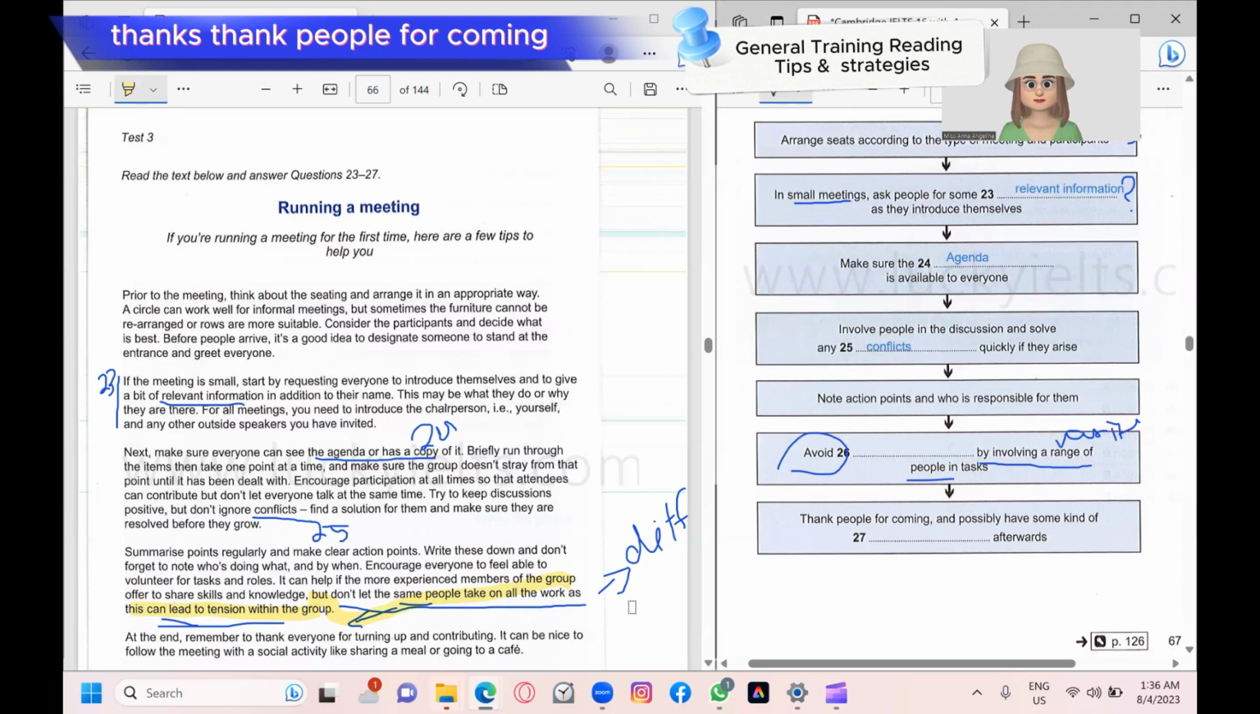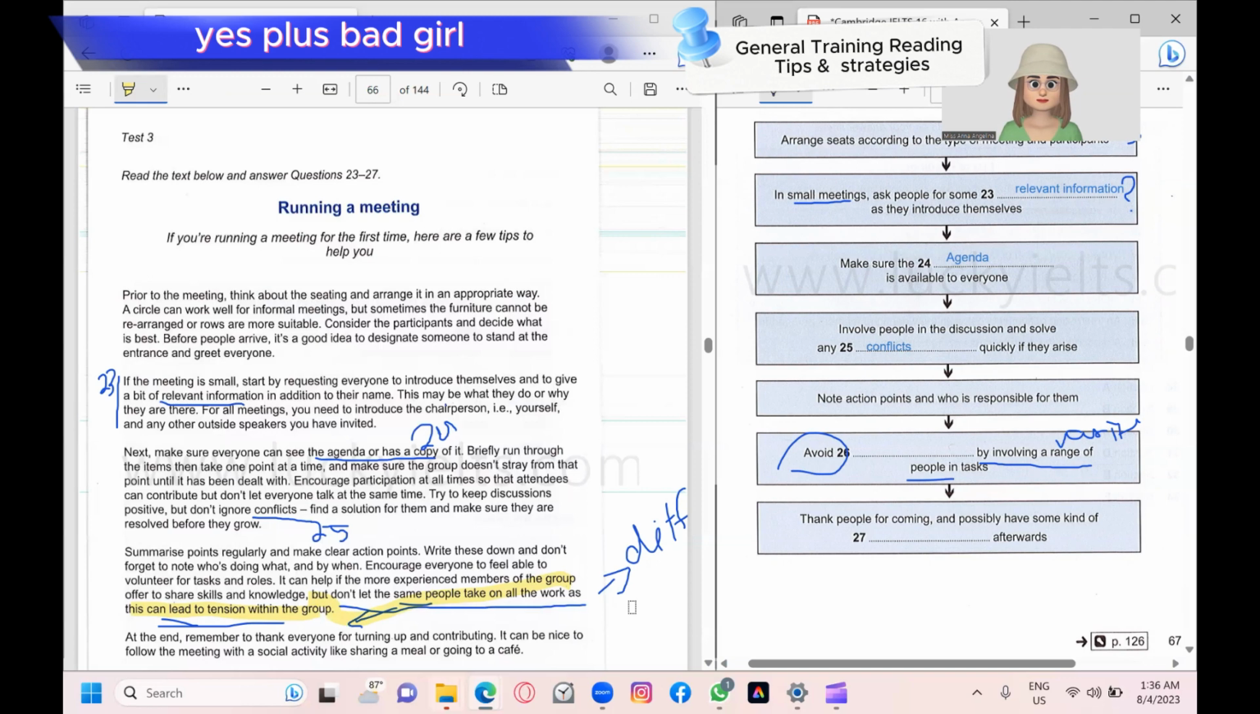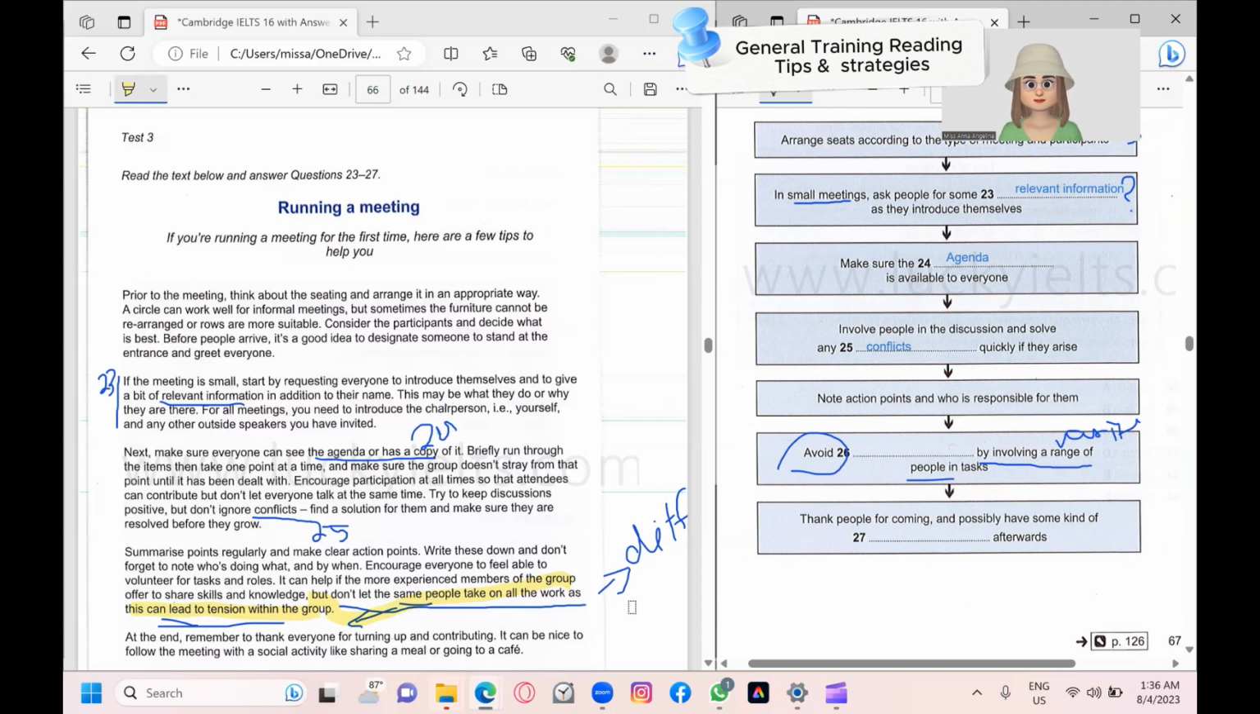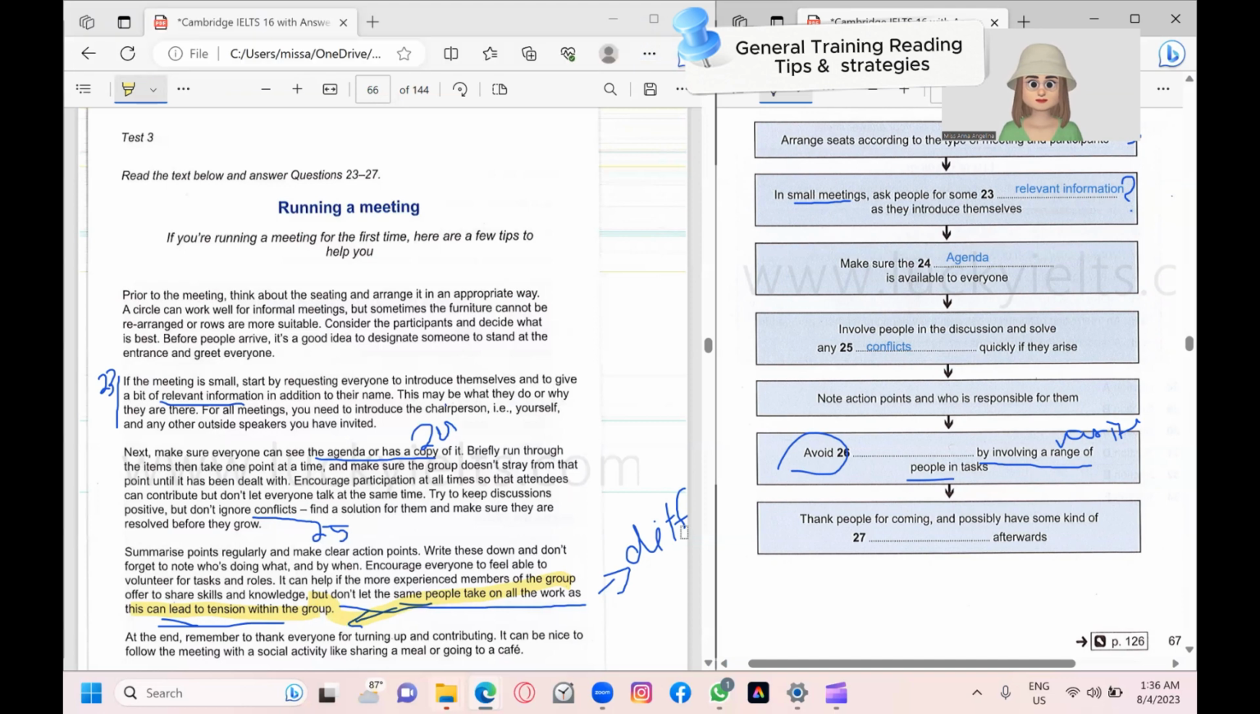Thank people for coming and possibly have some kind of dash afterwards. Some kind of blank afterwards. Possibly have some kind of, it could be a reward, it could be any souvenir. Yes. First paragraph. Last, not first. It is in a sequence. I can't see the last paragraph.